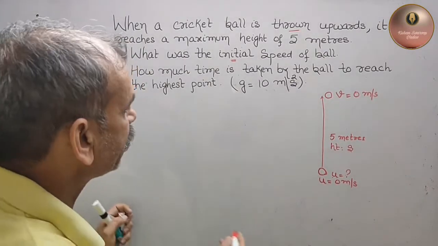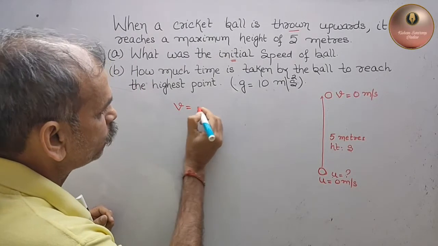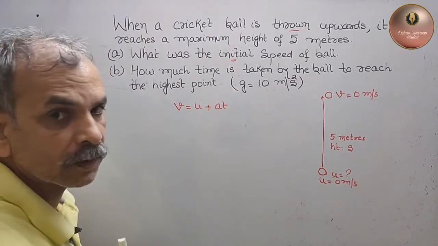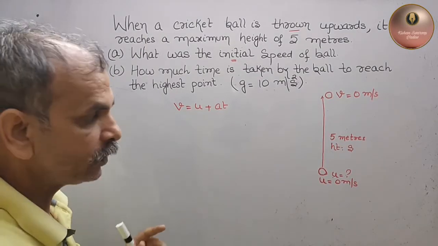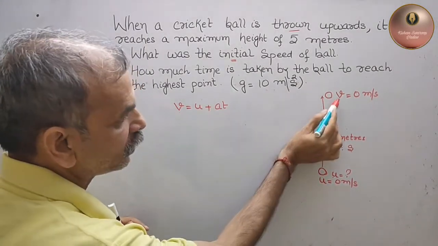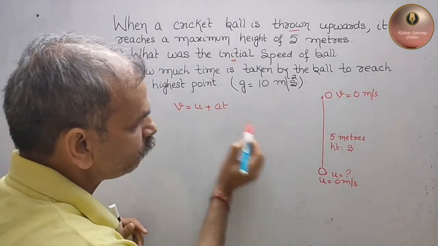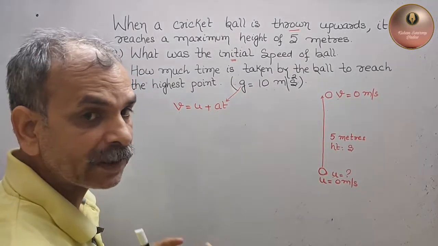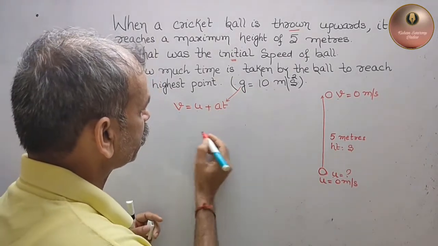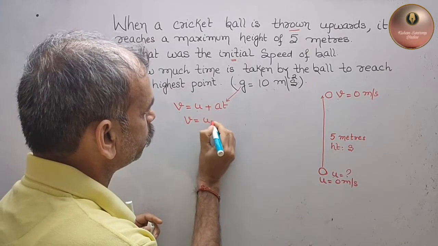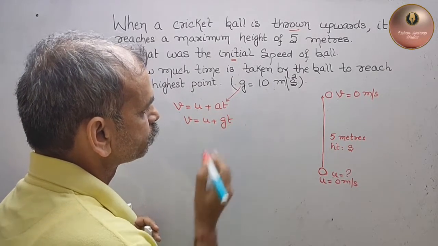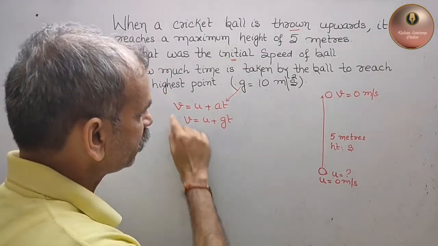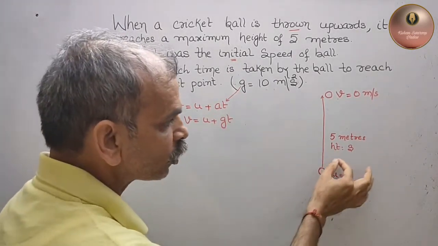What are they? They are v is equal to u plus at. This is the first formula. Here we have v. Next is u, we have to find out. a they have already given, that is your g. Now the formula changes to v is equal to u plus gt. So this is your first formula, where we are not knowing the time also.